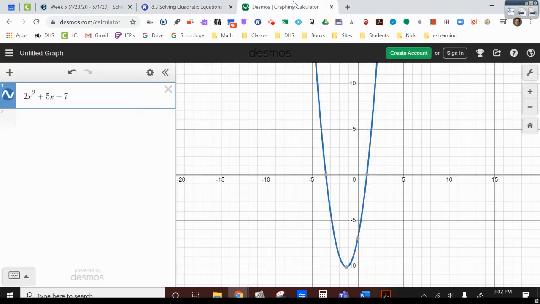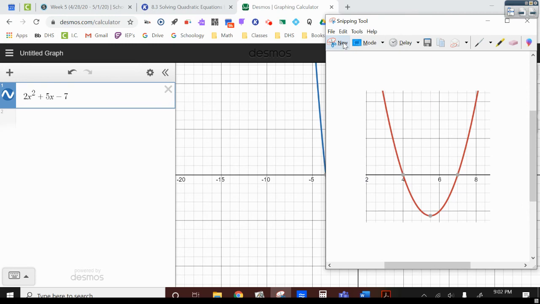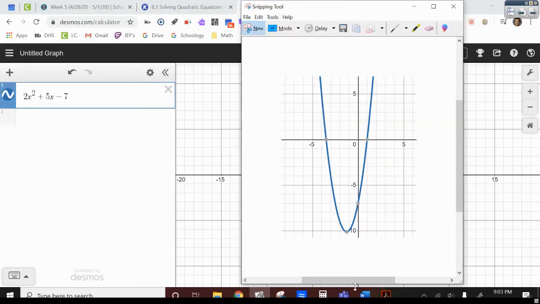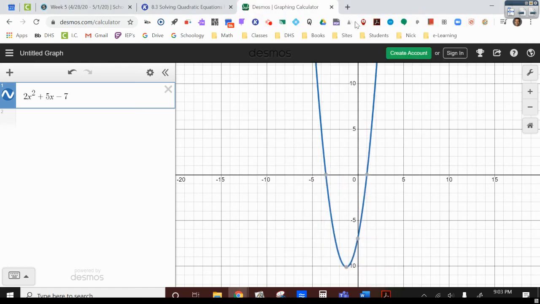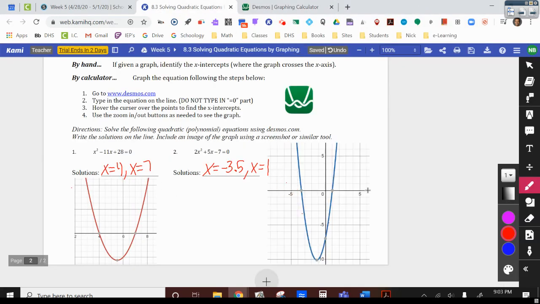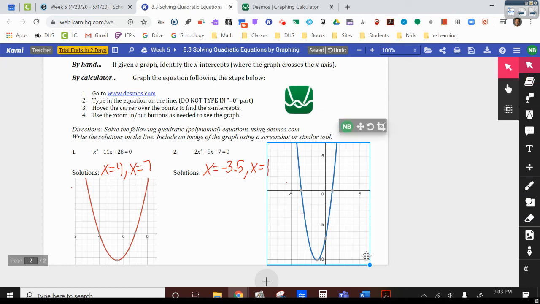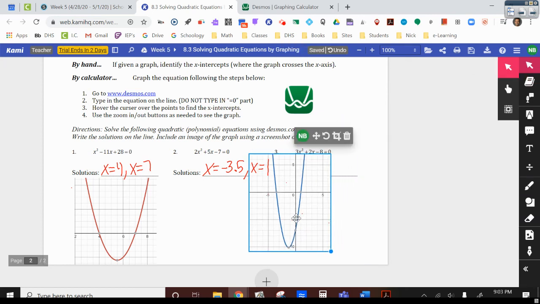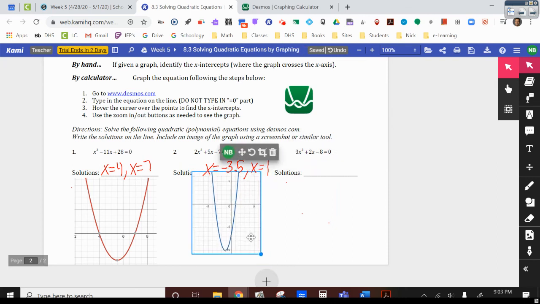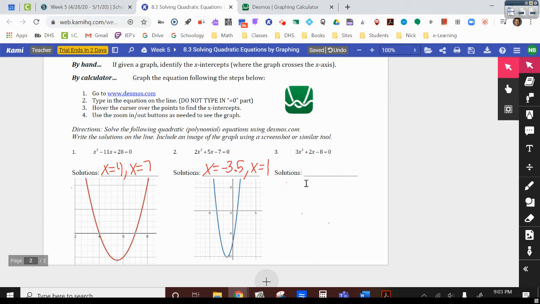I also need to include a picture of this. Again, you can use a screenshot or some sort of snipping tool, and make sure you get a nice little picture of it. I want to see the bottom of it and see both of those x-intercepts. Control C, and I'm going to paste it in here, make it a little bit smaller. There we go.